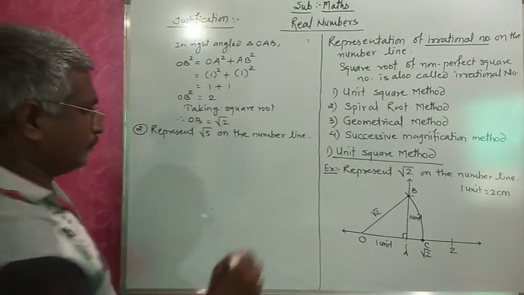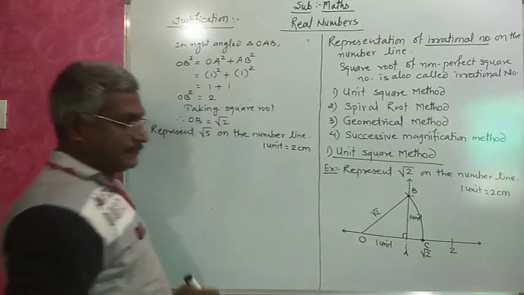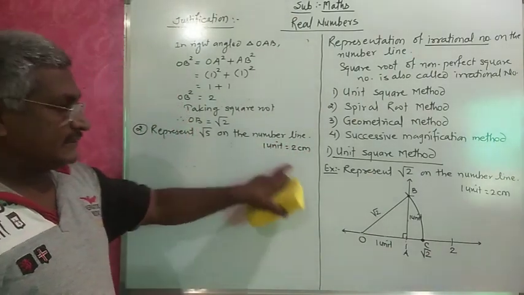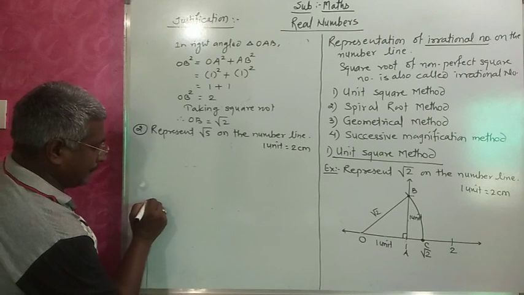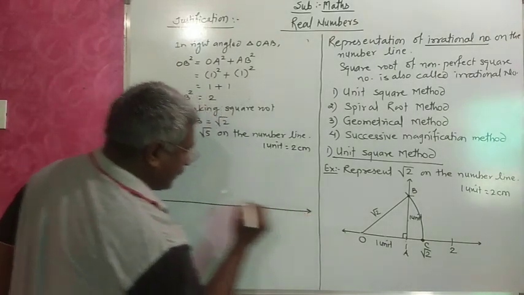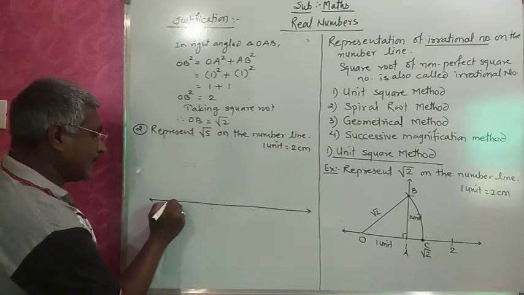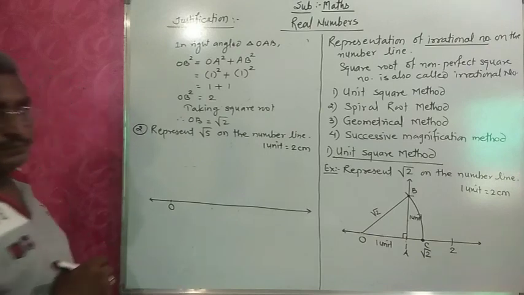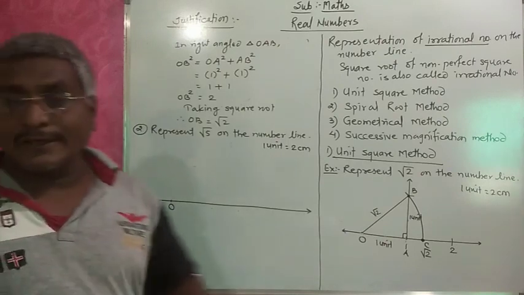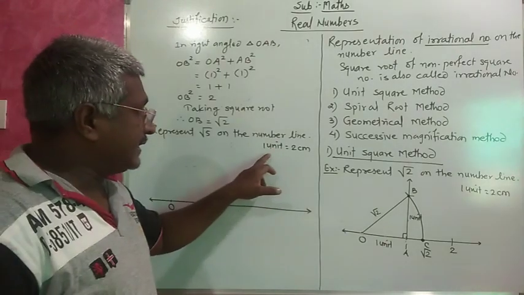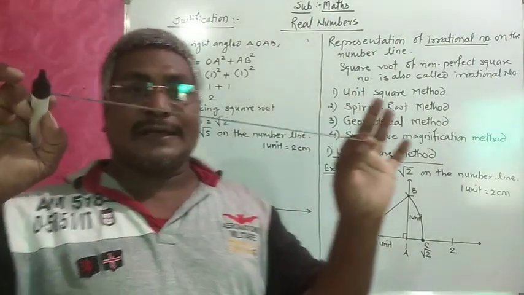Same procedure. So what are we taking? 1 unit equals 2 centimeter. So by using this we can draw. First we have to draw the number line. So in this way, the number line. On this number line we have to mark 0, or it is called O. Clear, student? Now what has to be done? 1 unit distance. What did we decide? 1 unit equals 2 centimeter. So a 2 centimeter distance has to be taken in a compass.